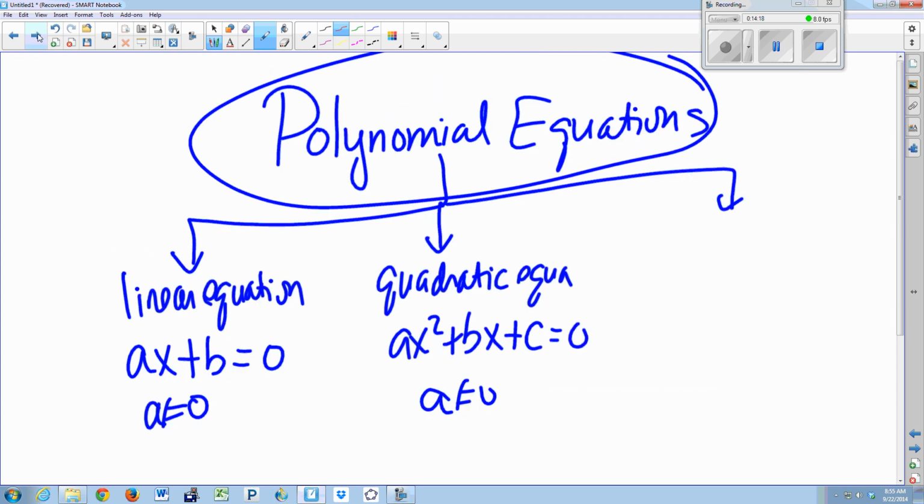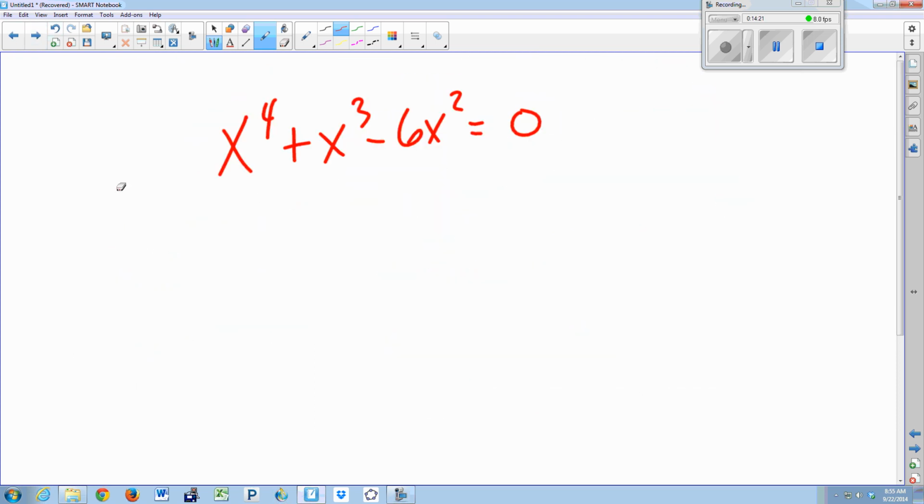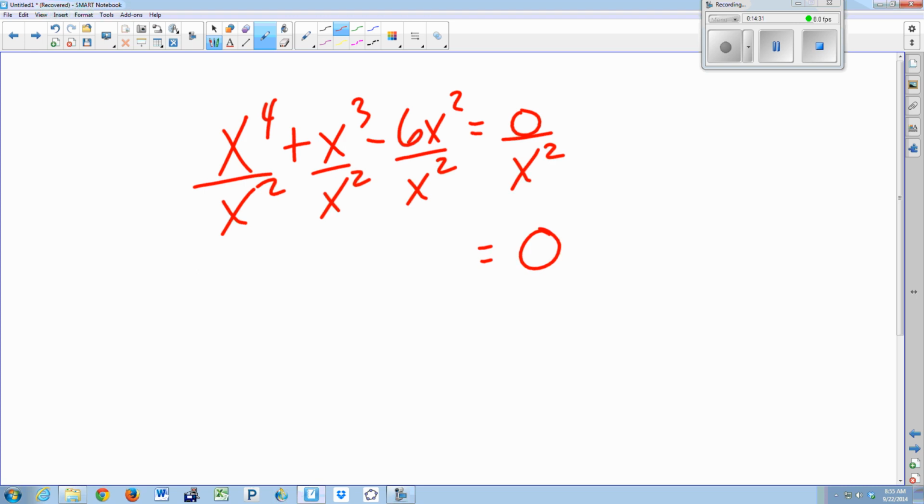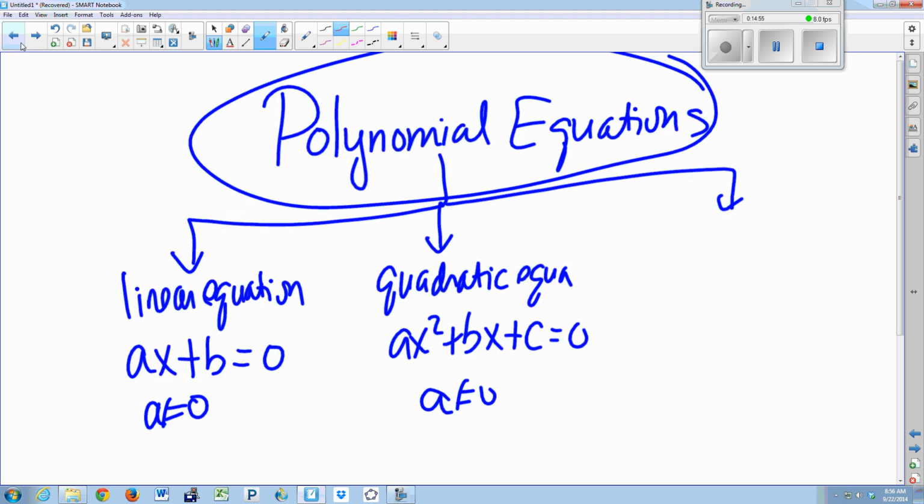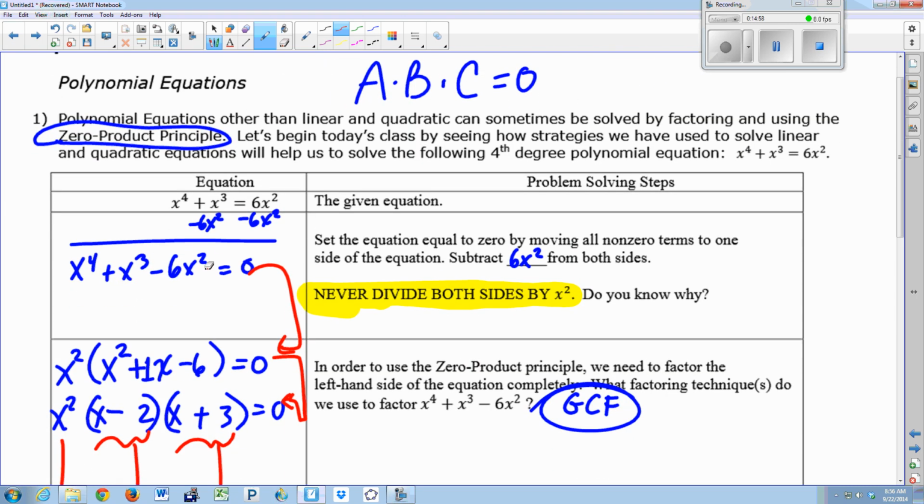If we had divided this by x squared at the very beginning, if you divide everything on both sides by x squared, including the 0, you still get 0 on the right side, but what you now get is x squared plus x minus 6. So not only are you dividing by 0, but to solve this, you're only going to get 2 solutions because you've taken a 4th degree equation and you've made it a 2nd degree. So you have the potential of losing a solution or more than one solution, and you get into trouble by dividing by 0. So never divide both sides of a polynomial equation by x, x squared, x cubed, or anything like that.